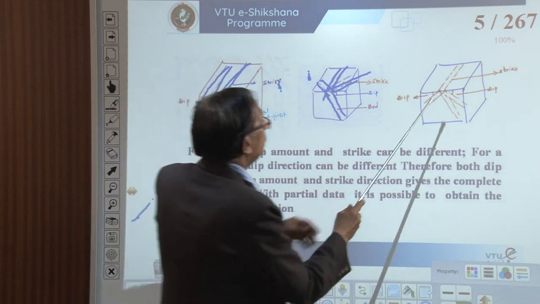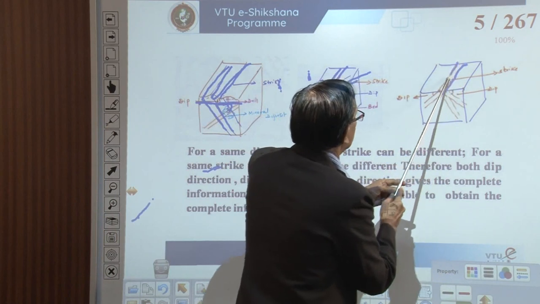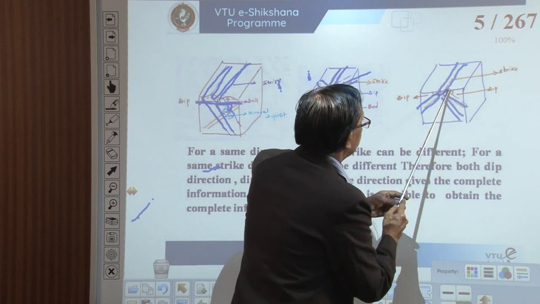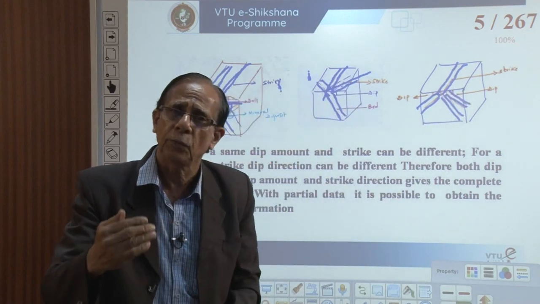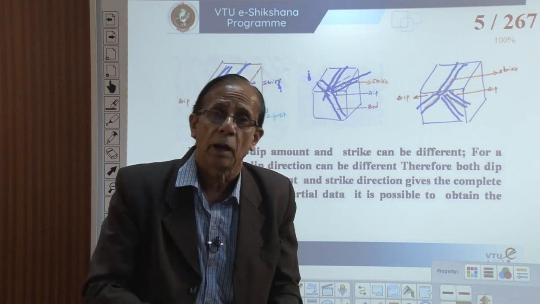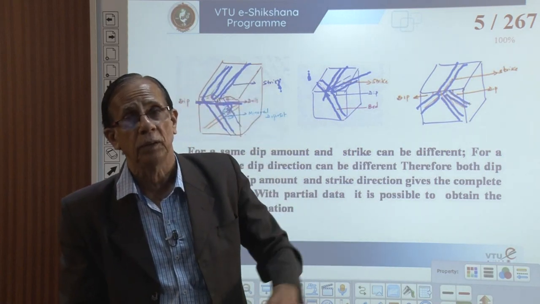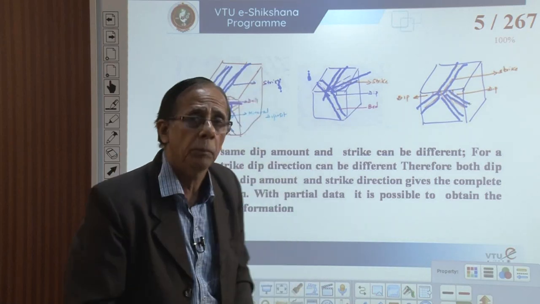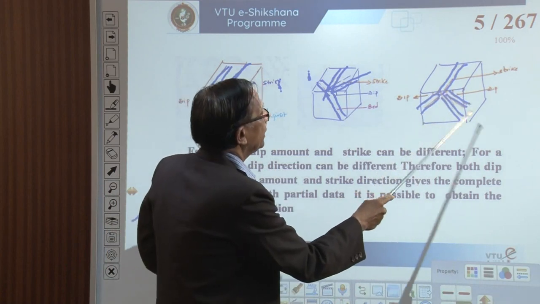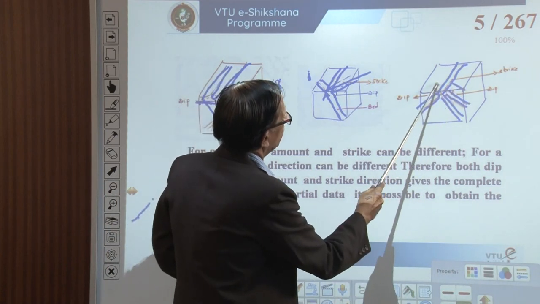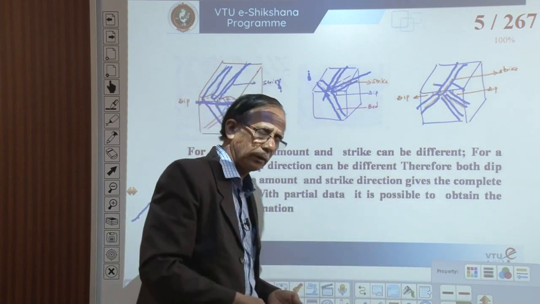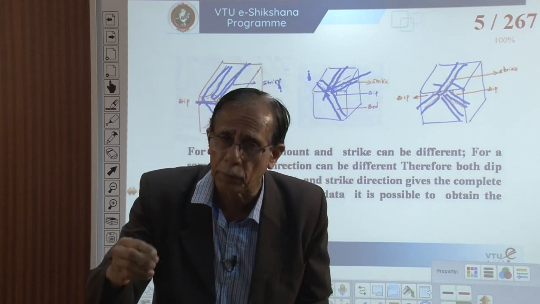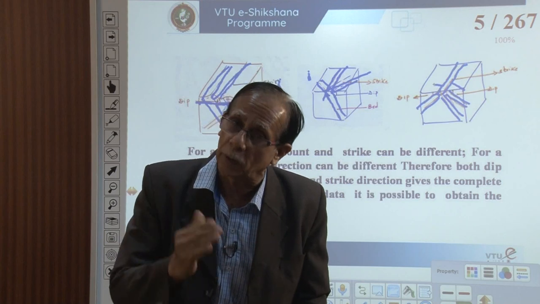Similarly, if this is the strike direction, the bed can dip this way, this way, or this way. If I have only the strike, observed on the ground, it is once again inadequate. It is incomplete information, because if this is the strike, beds can have any direction, perpendicular to this or perpendicular to this. Therefore, it is not enough to have only dip or only strike, I have to have both.